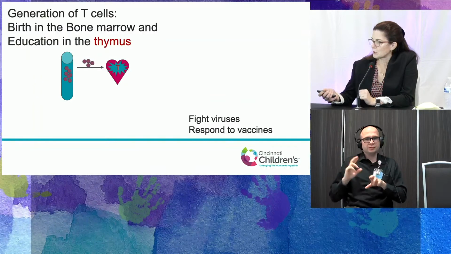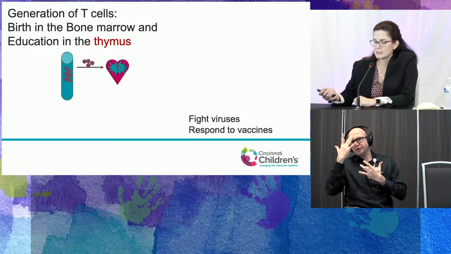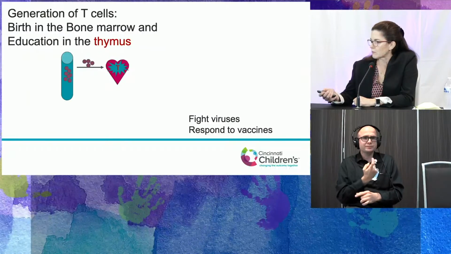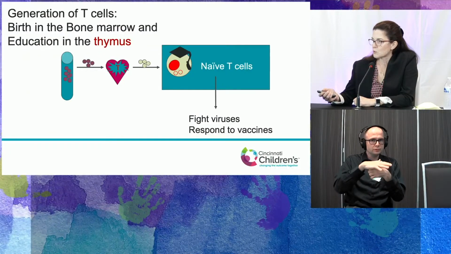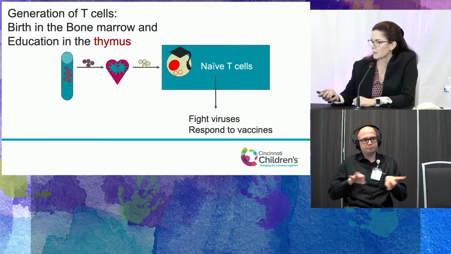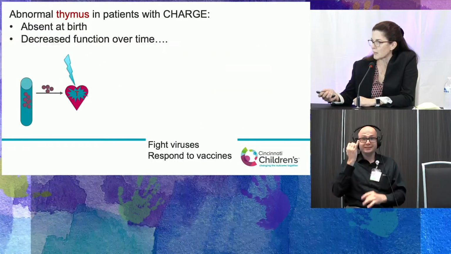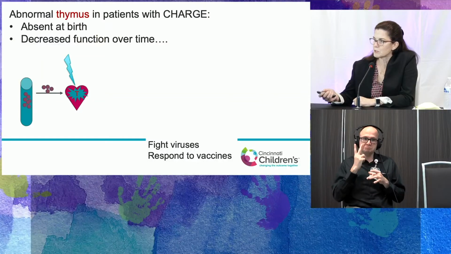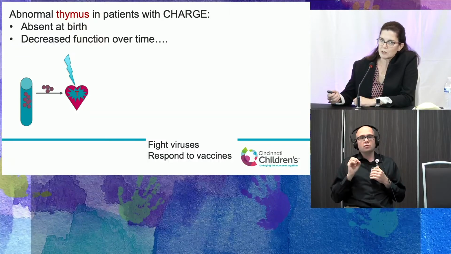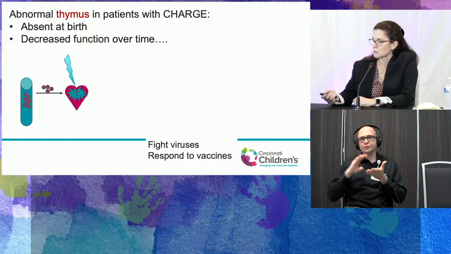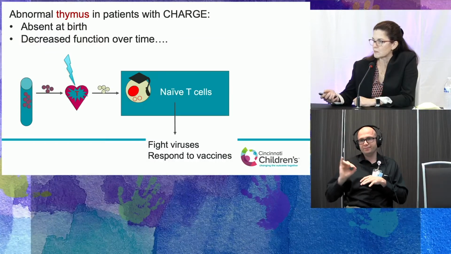Their job is really to fight viruses and respond to vaccines. You've heard a lot of talk about vaccines in the lay literature these days, for example for coronavirus. Naive T cells are necessary to fight viruses and respond to vaccines. So if you don't have a thymus, as sometimes occurs in CHARGE syndrome, if it's absent at birth, or if there's decreased function over time, then you would have reduced T cells and a reduced ability to fight viruses or respond to vaccines.